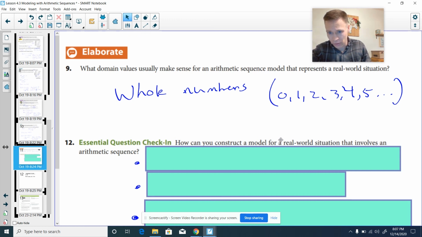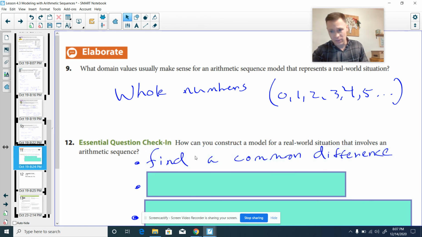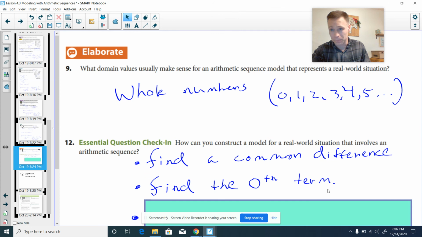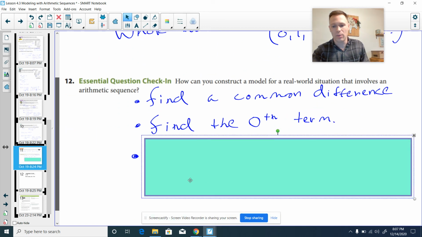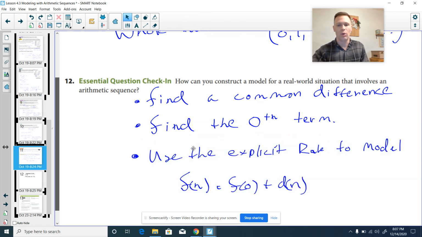So, essential question, check in. How can you construct a model for a real world situation that involves an arithmetic sequence? First thing you got to do is find a common difference, right? If it's arithmetic, go ahead and subtract 2 consecutive values, find the common difference. Next thing you got to do is find that 0th term. So if you find the common difference, work backwards to find what value you had before anything actually happened. And then when you're done with that, all you got to do is write your explicit rule to model it. F of n is equal to f of 0 plus the common difference times n.